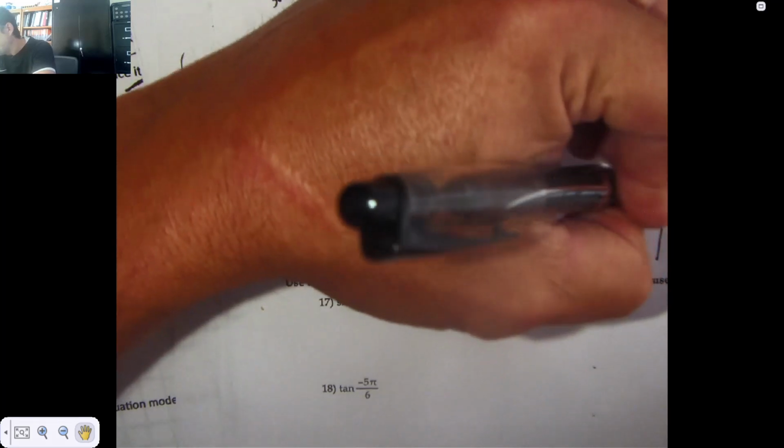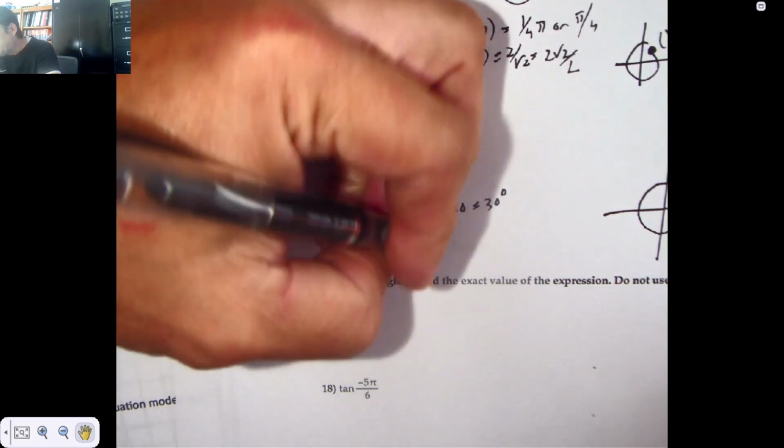And again, it's all unit circle. There's 30 degrees on the unit circle. The ordered pair there is root 3 over 2, 1/2. I know that the cosine of 30 degrees would have to be root 3 over 2, which means that the secant is 2 over root 3, which is 2 root 3 over 3.